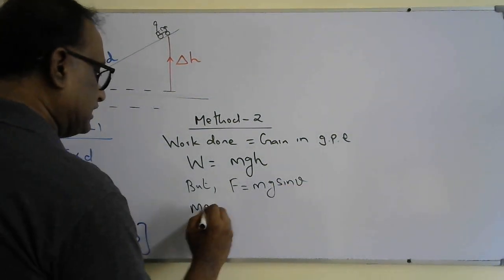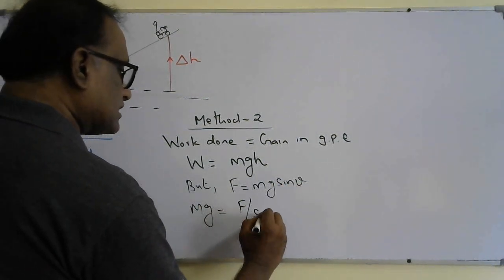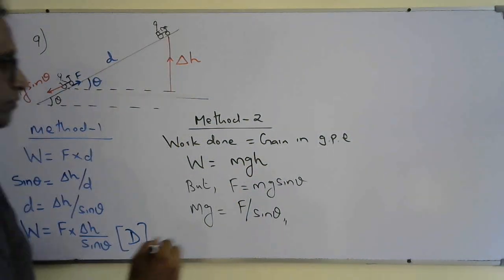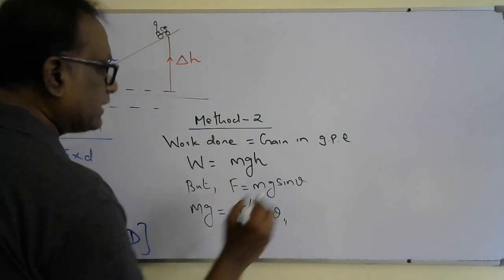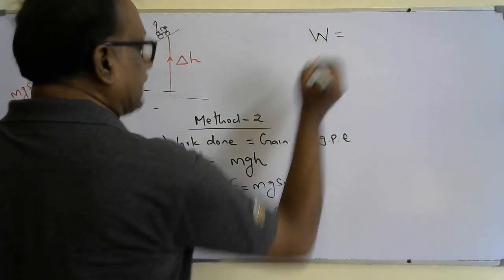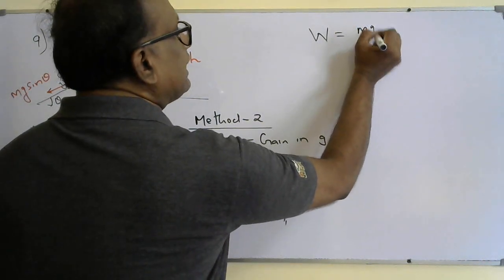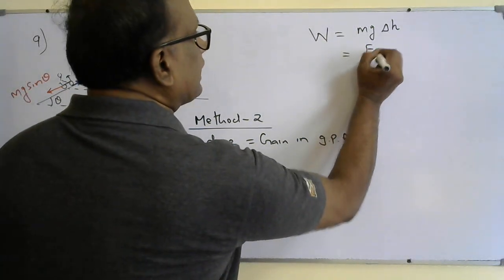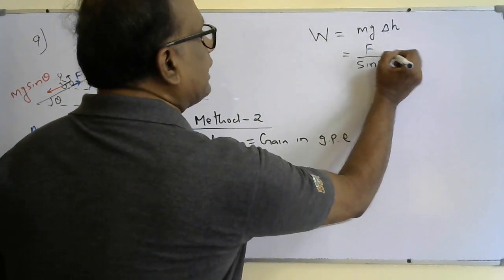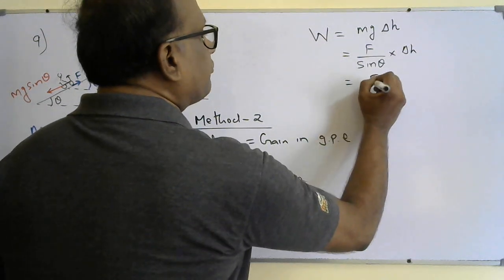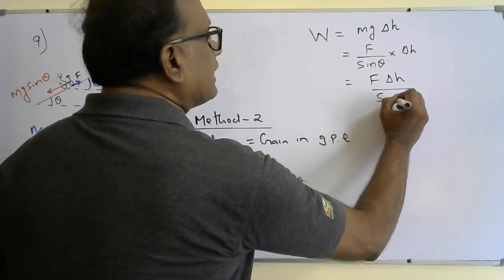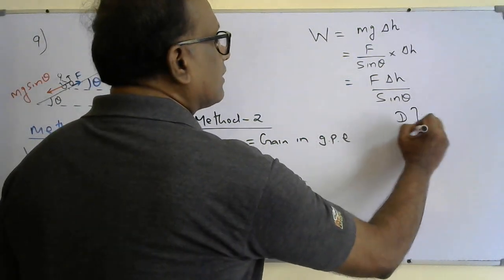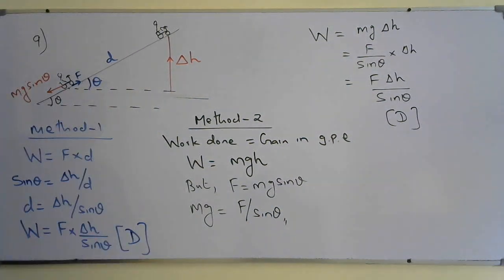So I can say mg is equal to F over sine theta. Gain in GPE is mg times height moved. Work done is equal to gain in GPE, so that is mg delta h. For mg, I got an expression F over sine theta, times delta h. That is F delta h over sine theta. If you do it this way also, you'll get the same answer. You can do it either way, you'll get the same answer.